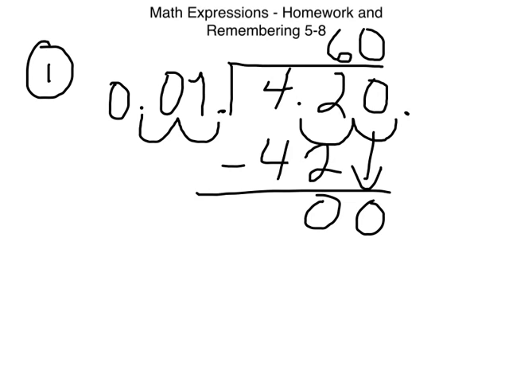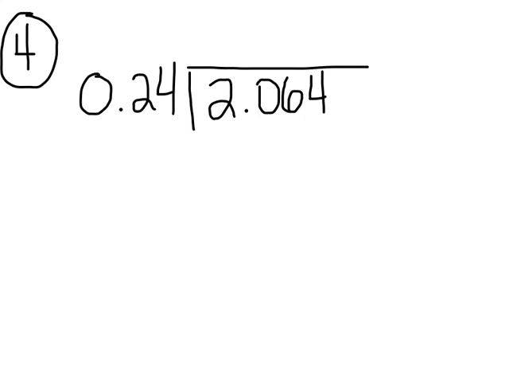Let's try another one. Alright, so number 4. Same thing, we have both our dividend and our divisor that are decimals. We'll make our divisor a whole number to start. We move that decimal twice. Do the same thing for our dividend. Move it twice.